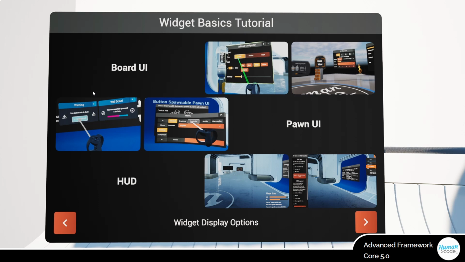The pawn UI, which is like the personal space of a player and works in VR as well as in desktop and on mobile, by the way. And the HUD, which received some additional attention when we created the Core 5.0, and we'll get a more in-depth video later. And if you like neither of these options, you can just add the widget component to any actor and decide everything for yourself.